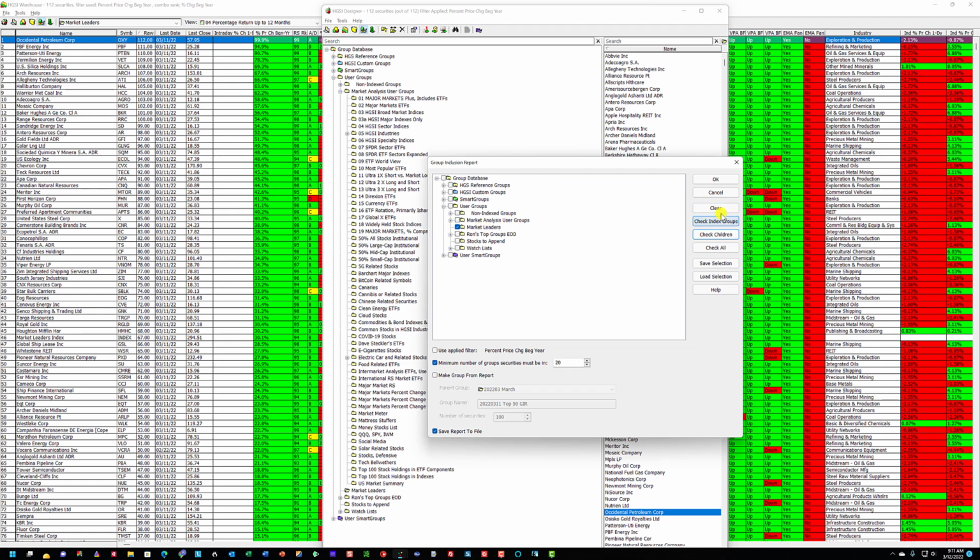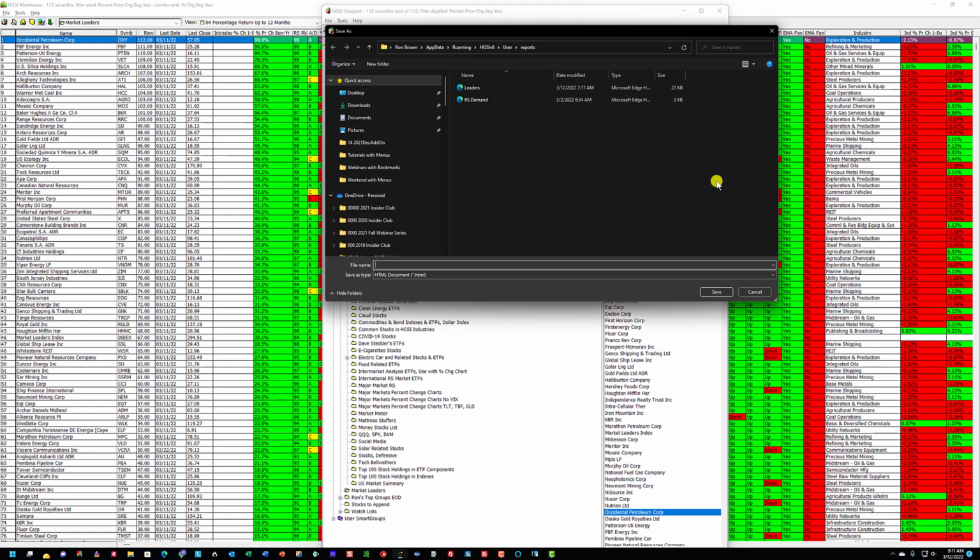Oh, I'm sorry about that. That's the one I just made. I want to clear that. I want to go into my non-index groups, and I want to go into the market leaders folder, and I'm going to check the children, which means that all of these are going to be checked. And let's see how many times these stocks have appeared since I began doing this on January 19th.